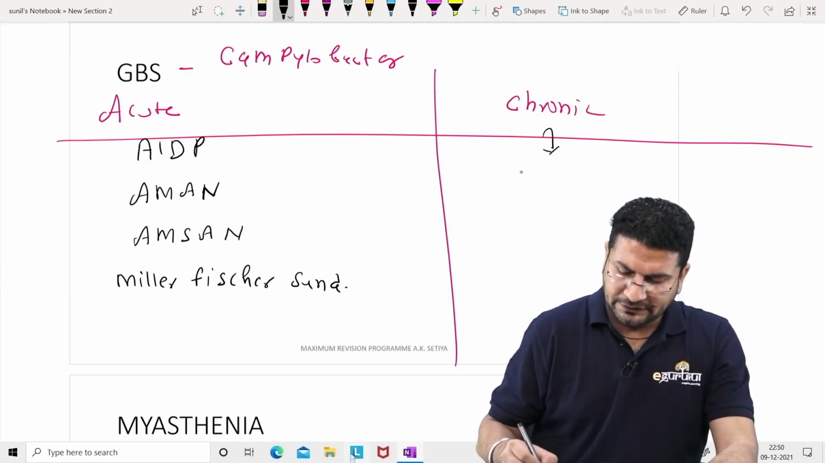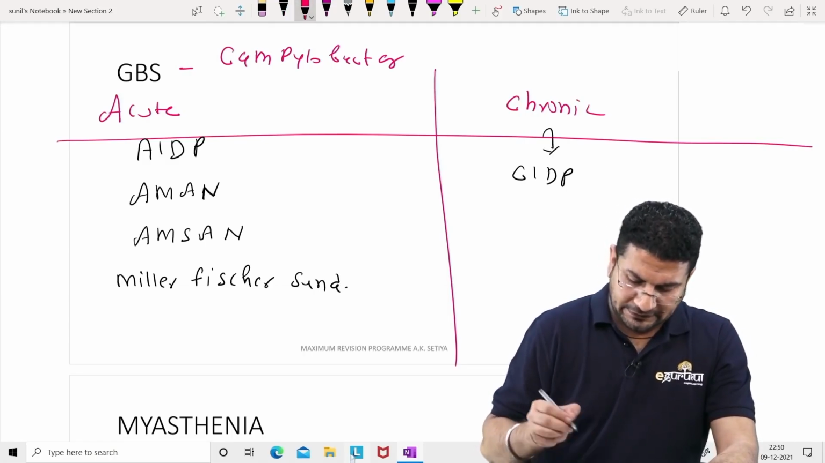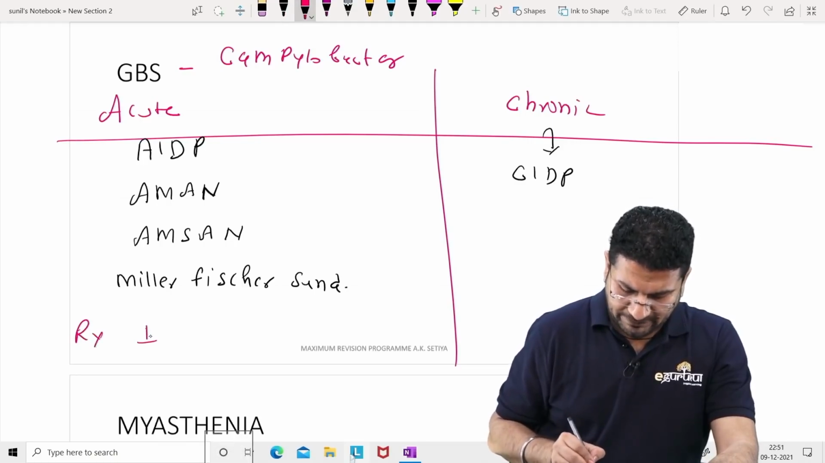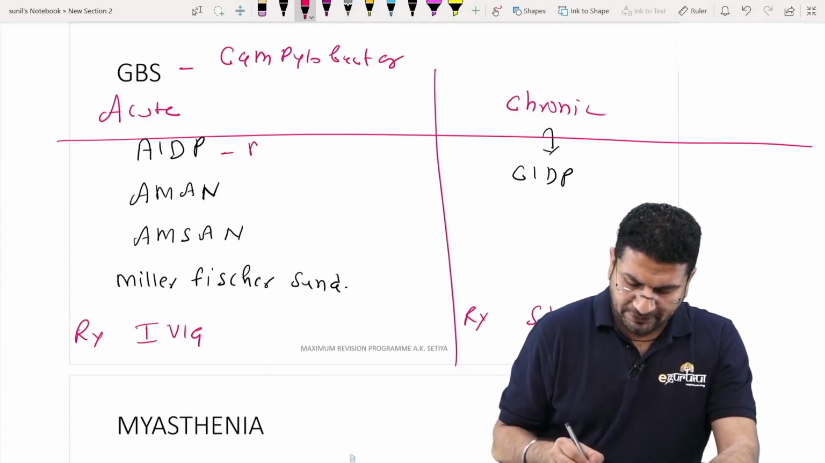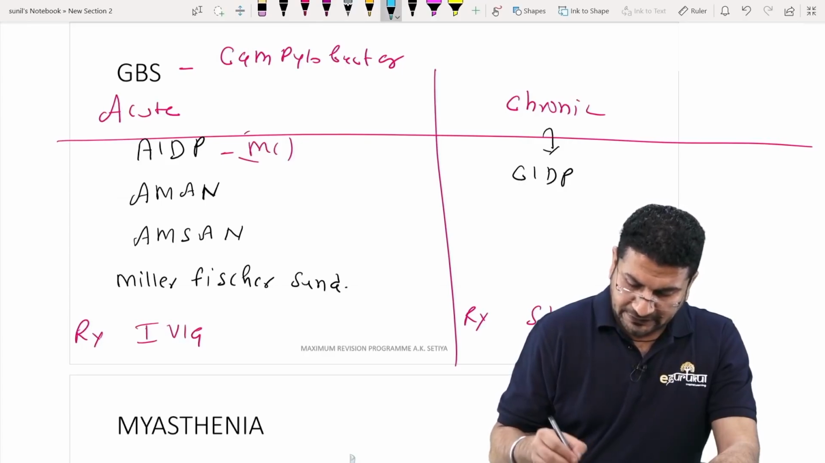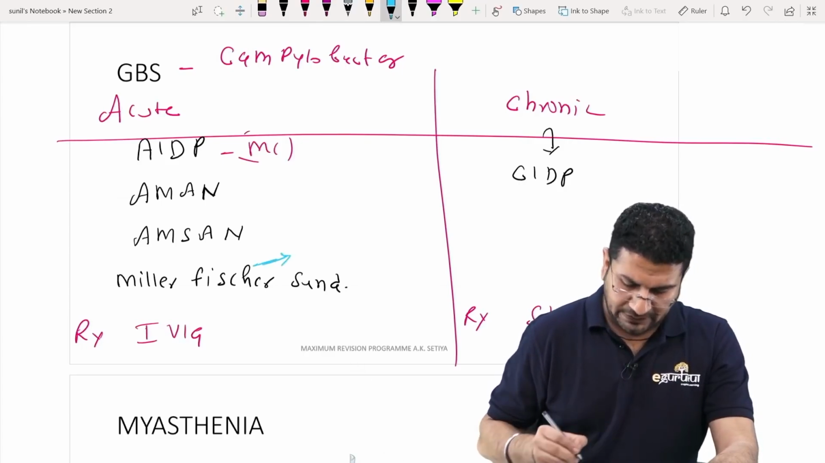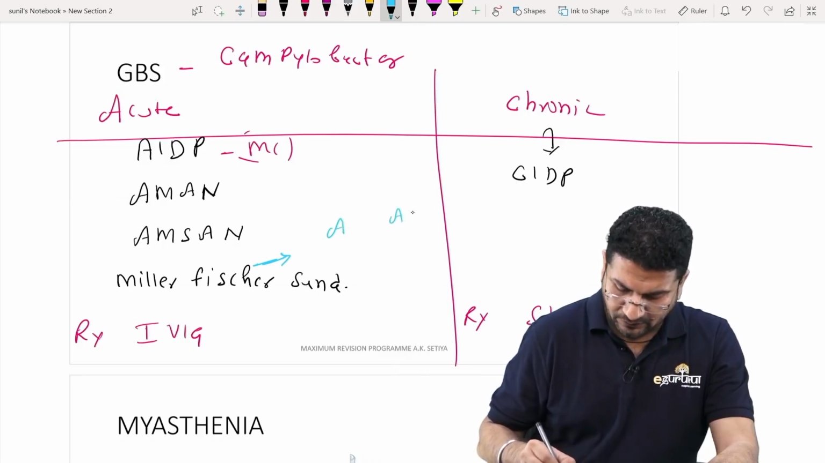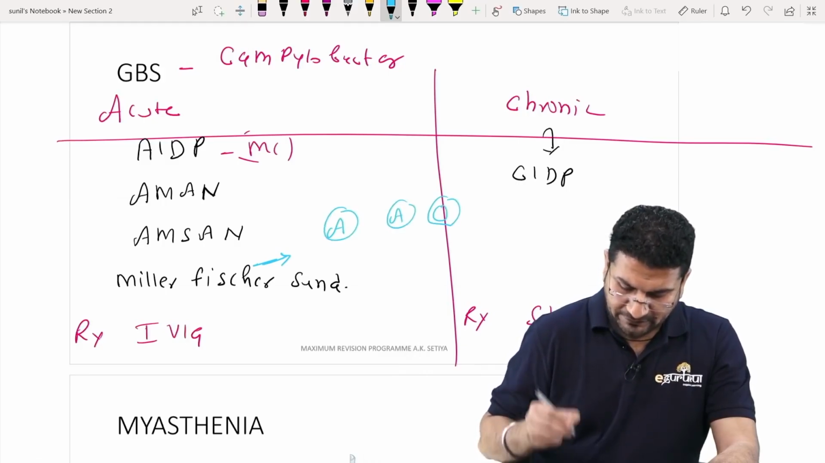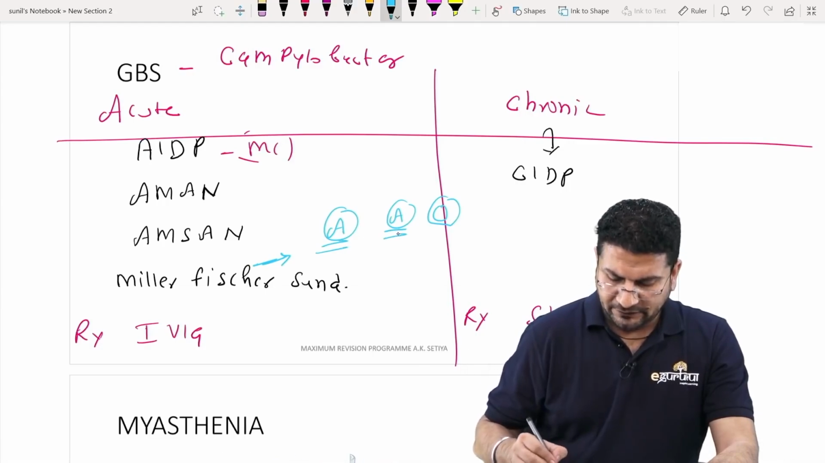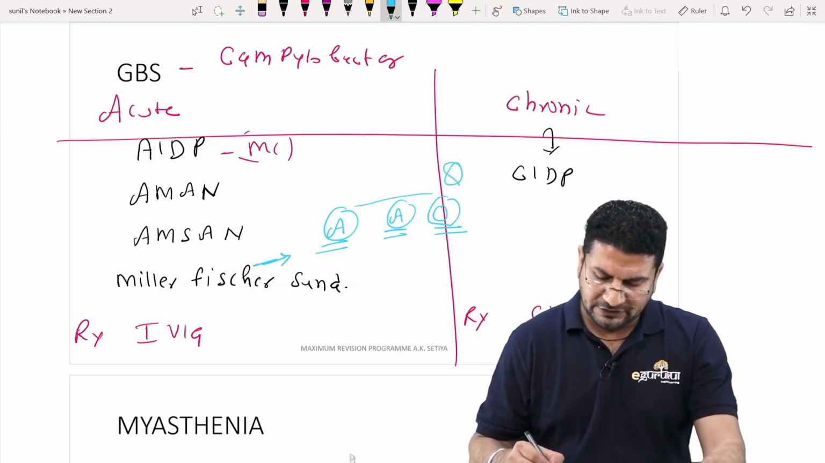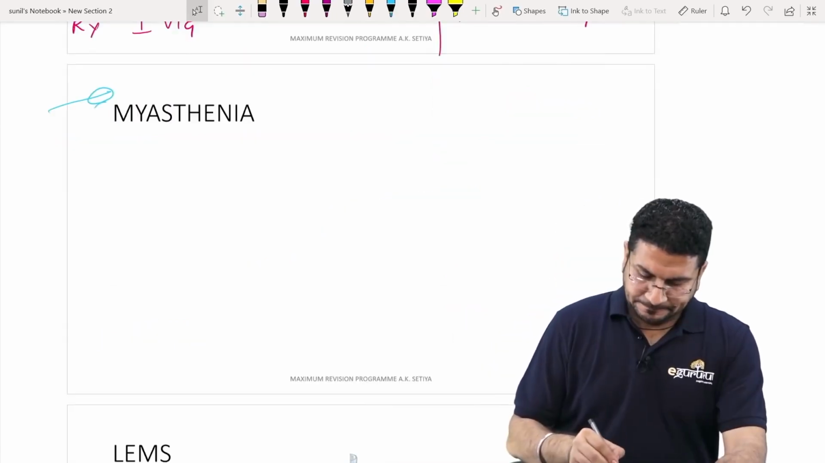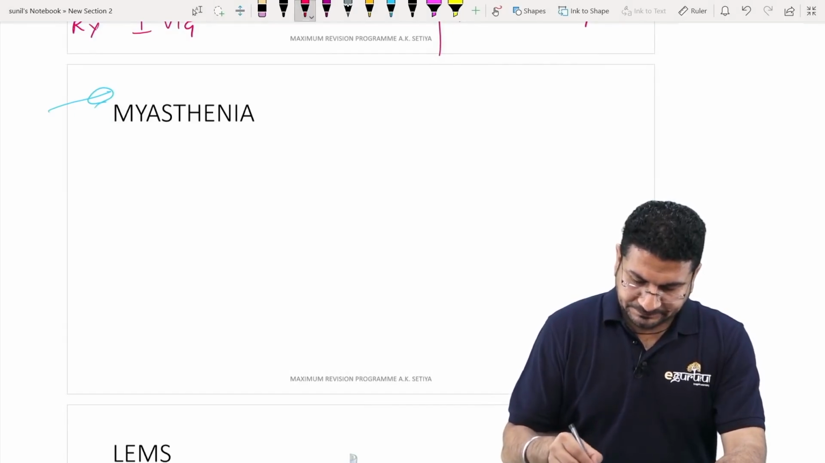The chronic form is called CIDP. Understand this: in the acute form, we manage by IV immunoglobulin. In chronic cases, we give steroids. The most common acute form is AIDP, but in exams they ask questions on the triad of Miller-Fisher syndrome, which you can remember by AO: ataxia, areflexia, and ophthalmoplegia. Again, a very important topic.